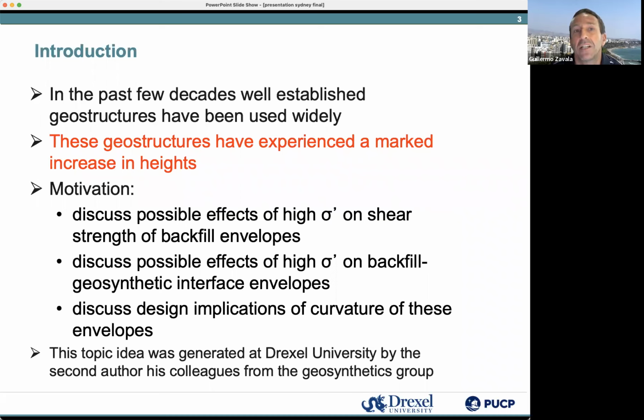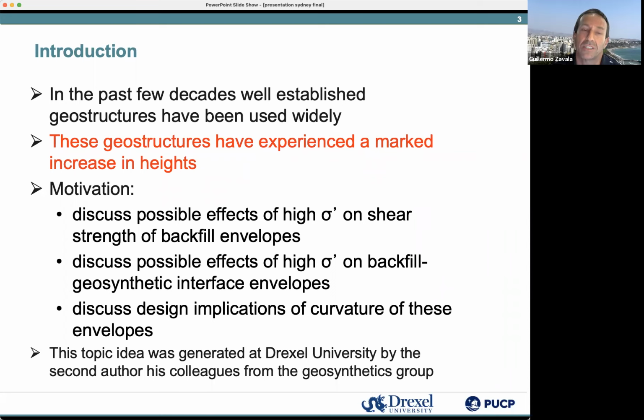As an introduction, in the past few decades, well-established geostructures such as MSE walls and GRS slopes have been used widely, and these structures have grown a lot in height. This brings very high normal stresses at the bottom of the structure.